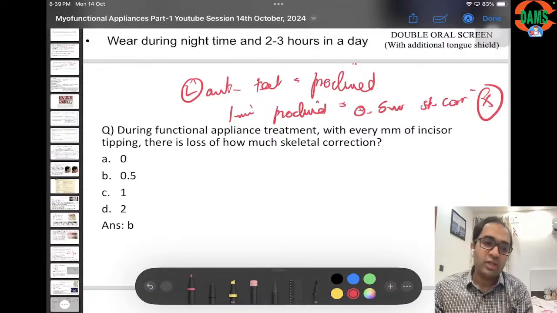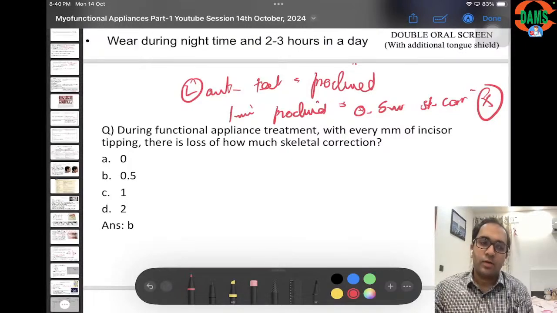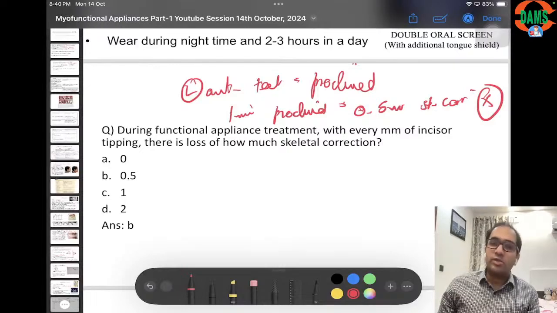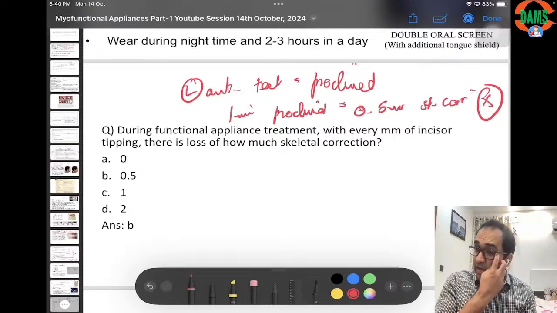So we have to design or find ways to prevent the proclination of the lower anteriors. How do we do it? It's not important for your exam or at a graduate level. For your exam you just have to know that lower functional appliance therapy से lower incisors procline होते हैं. That is a side effect or drawback of the functional appliance therapy. And कितना mm skeletal correction loss होता है for every mm of proclination of lower anteriors? That is 0.5.